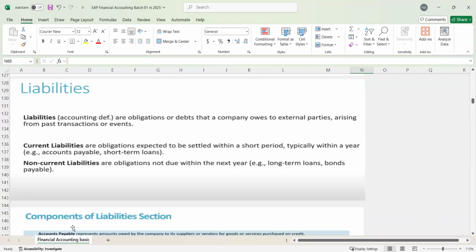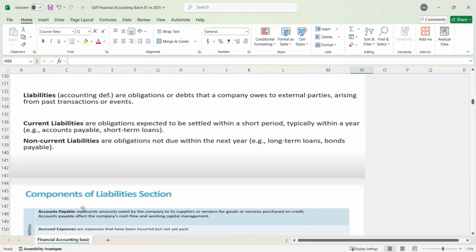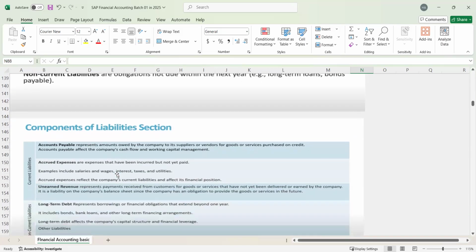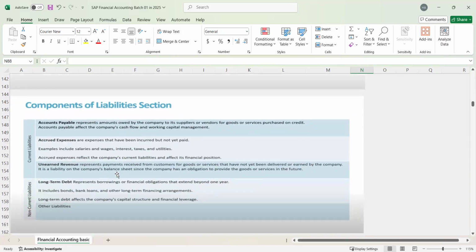So the components of liability. Sorry, yes. I'm sure we can hear each other. Okay. So, components of liability. 1 minute.